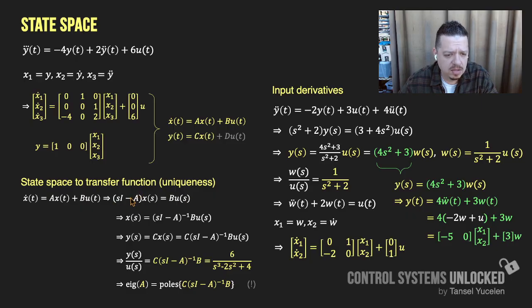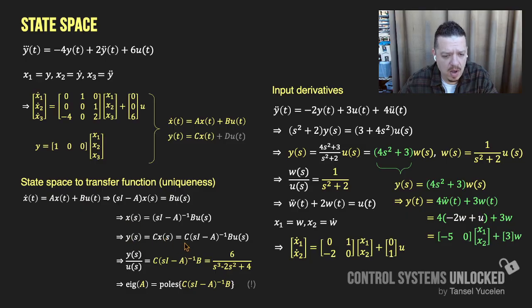You can move this to the right-hand side. You basically multiply left and right by the inverse of it. So you have X(s) equals (sI minus A) inverse B U. Now you care about the output. Output is C multiplied by X.